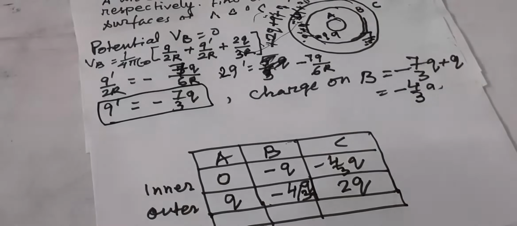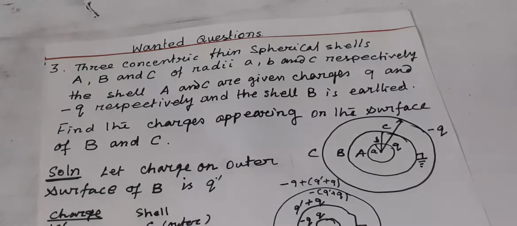And in this problem, three concentric thin spherical shells A, B, C of radii a, b, c respectively. The shells A and C are given Q and minus Q charge. In the previous problem it was Q and twice Q, now it is Q and minus Q respectively. And the shell B is earthed. Find the charges appearing on the surfaces of B and C. We have to find out the charges on the surfaces of B and C.